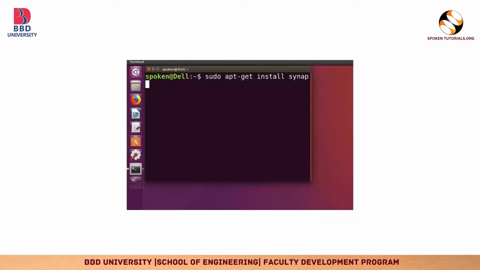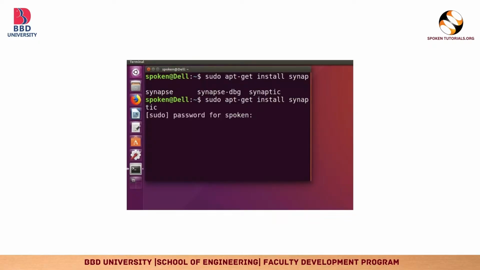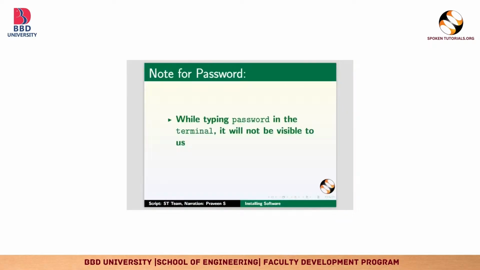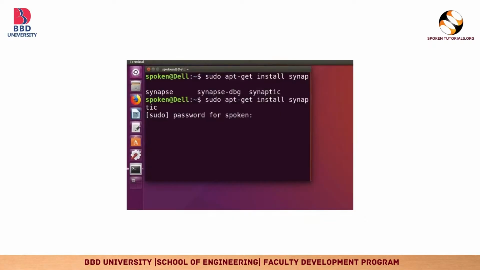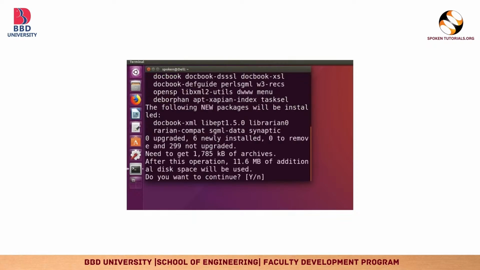So, let us learn how to install it via terminal. Open the terminal by pressing Ctrl, Alt and T keys together on your keyboard. Now, in the terminal, type sudo space apt-get space install space synap and press the tab key. This will display list of software that starts with synap. Now complete the word as synaptic and press enter.